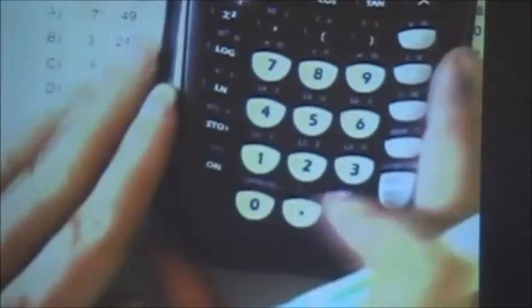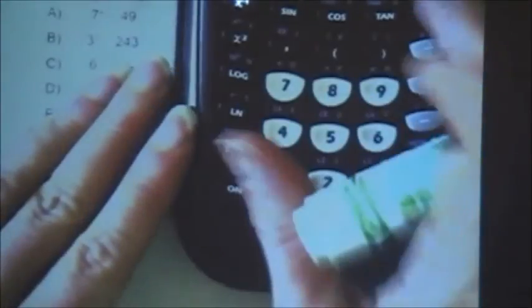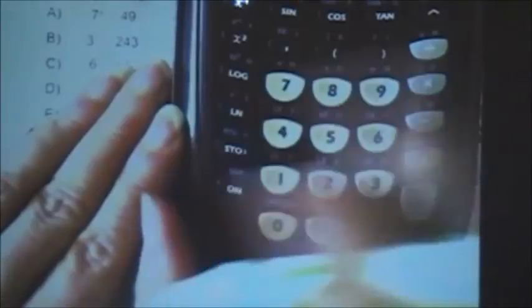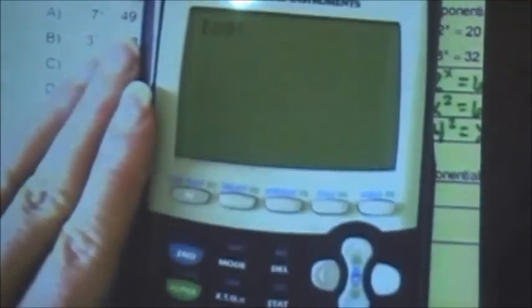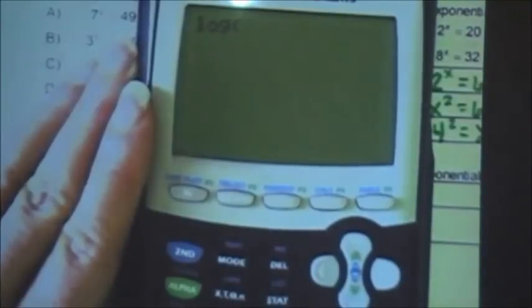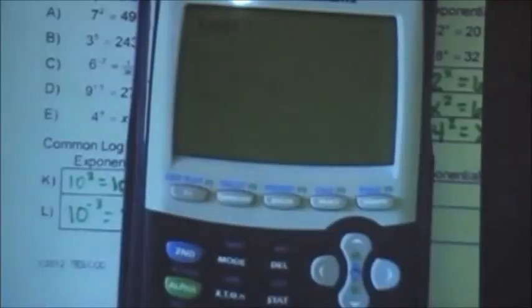So this is just a reminder of common log, and that's the one that shows up on your calculator. Right here, when you press the log button on your calculator, that puts log and just a parentheses where you can put a value in, but that is log base 10. But notice there's no base written there. That's because it's common log and it's understood to be base 10. So that's your introduction into exponents and logarithms.